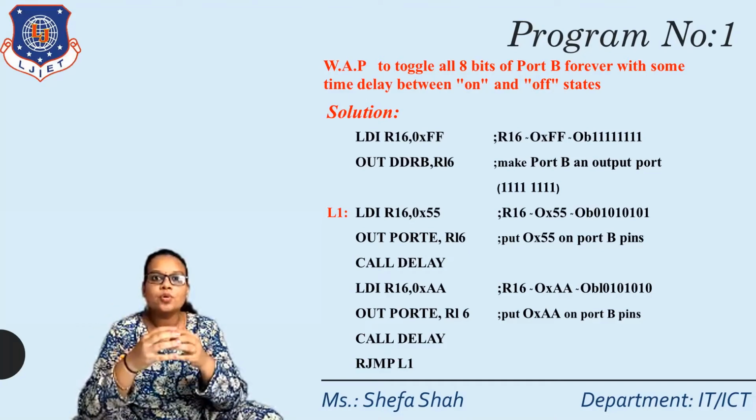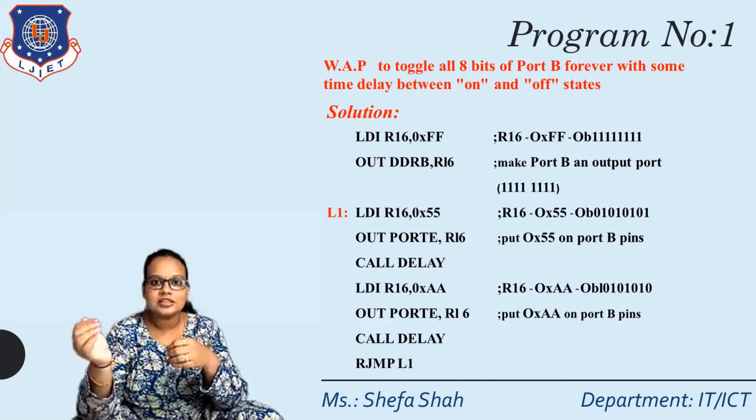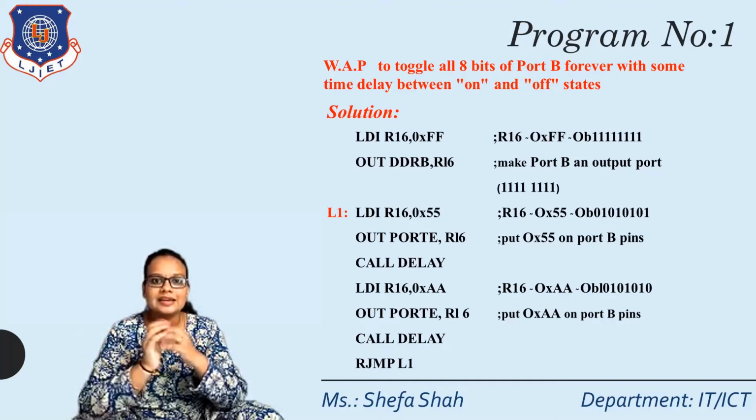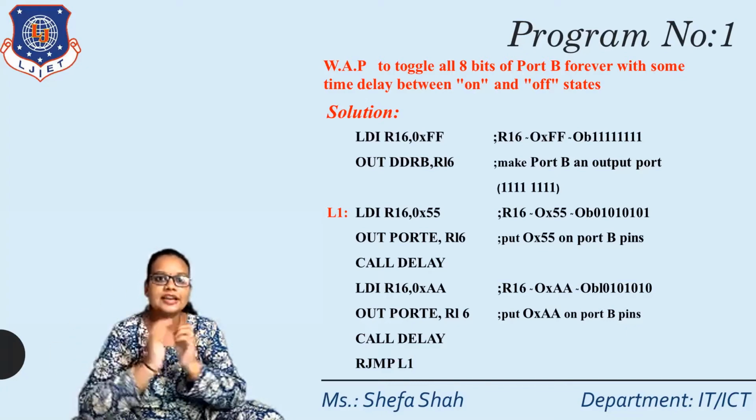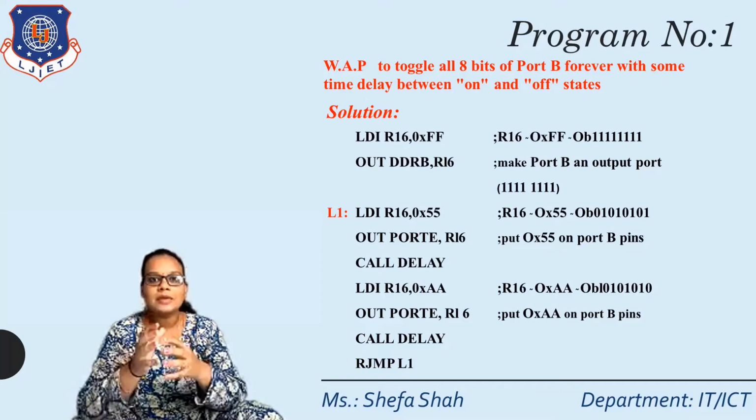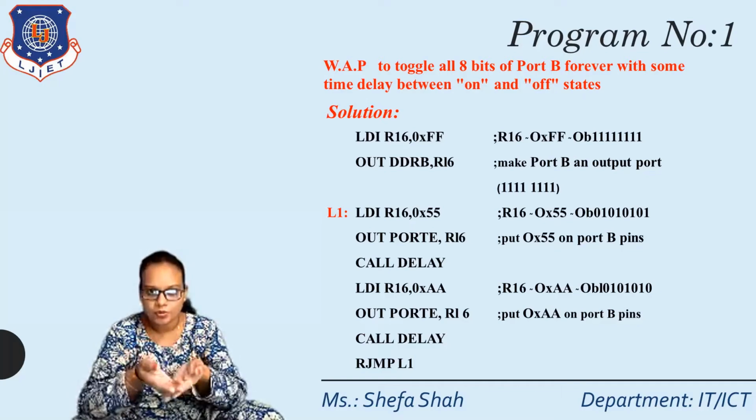So the whole port will become an input port. Now here port B is working as the output port, so we need to send all ones to port B in the data direction register. So in the second instruction, OUT DDRB, R16, the data of R16, that is FF, is loaded into the DDRB register. So port B will now work as an output port.